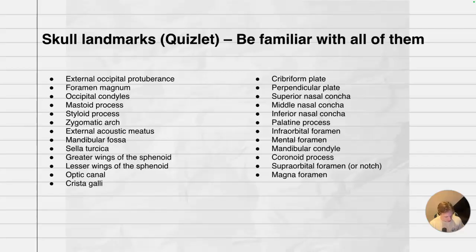But this is a good list to go ahead and refer back to. This is just to show you all that there's a lot of features on the bone. Try to just review them and understand where they are. I don't really care that you memorize all of them as much as I do that you know the terminology. So we talk about things like a foramen. I'll go ahead and underline that.